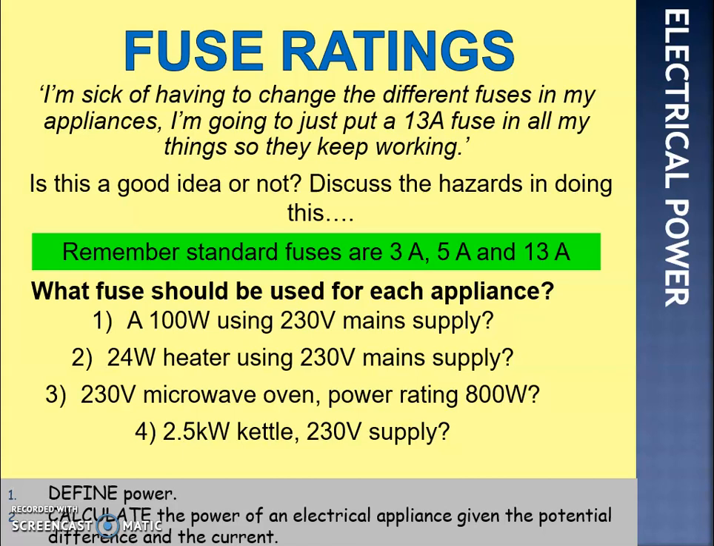Okay, so number 1, we need a 3 amp fuse. Number 2, a 3 amp fuse. Number 3, a 5 amp fuse. And number 4, a 13 amp fuse. You get that answer by calculating the current. Remember, power equals current times voltage, so power over voltage gives you current. Whichever's closest to that one, you don't want to go for one that's too high, but you definitely don't want one that's below it, because then you wouldn't get enough current.